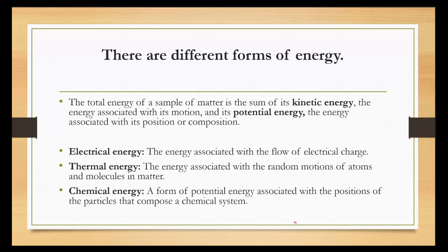The total energy of a sample of matter is the sum of the kinetic energy, the energy associated with its motion, and the potential energy, the energy associated with its position or composition. These here are three different forms of energy related to chemistry. Electrical energy, which is the energy associated with the flow of electrical charge. Thermal energy, which is the energy associated with random motions of atoms and molecules in matter. And finally, chemical energy, the form of potential energy associated with the positions of the particles that compose the chemical system.